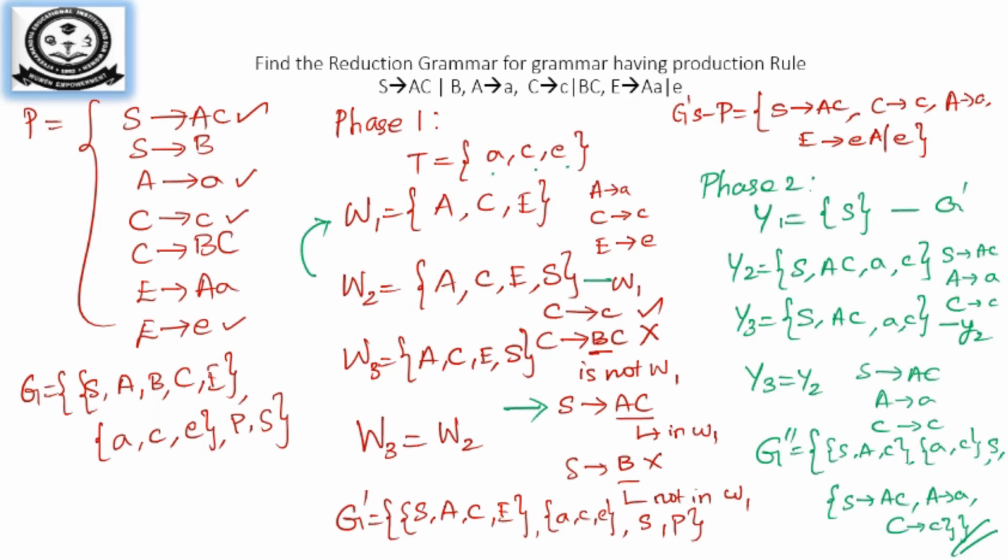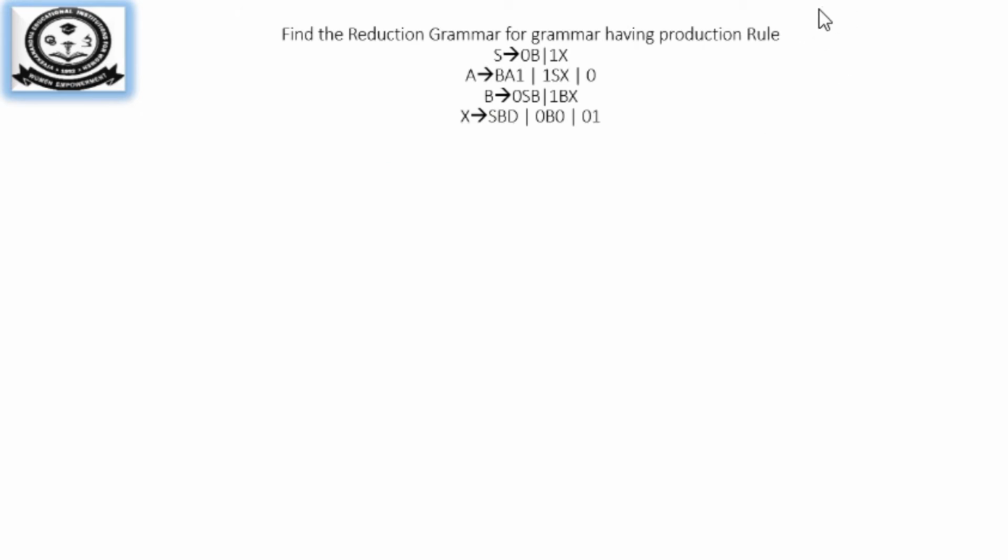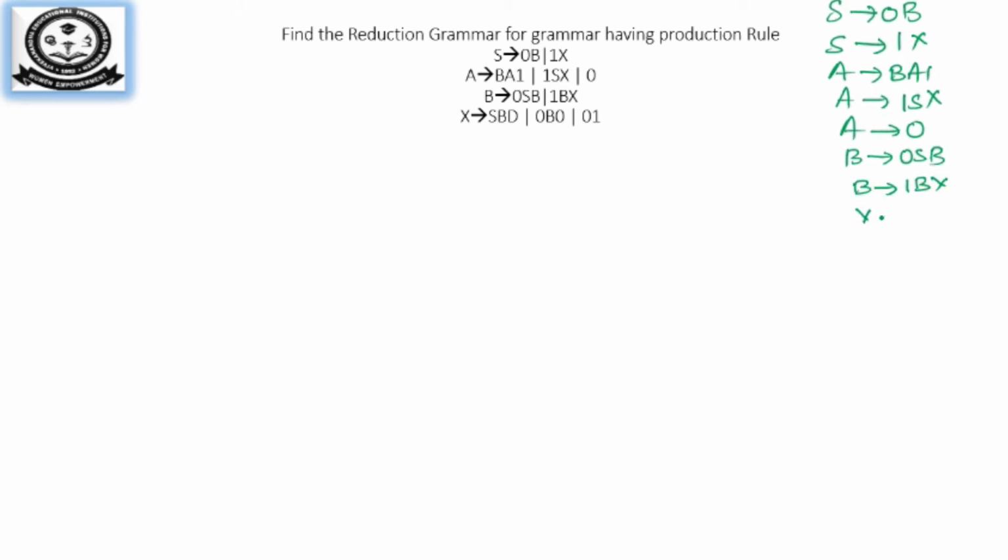So let us see another example. So let me write the rules over here, a little bit visible. S tends to 0B and S tends to 1X, okay, and you have A tends to BA1 and A tends to 1XX, so A tends to 0 and B tends to 0SB and B tends to 1BX and X tends to SBD, okay, X tends to 0B0, then finally X tends to 01.